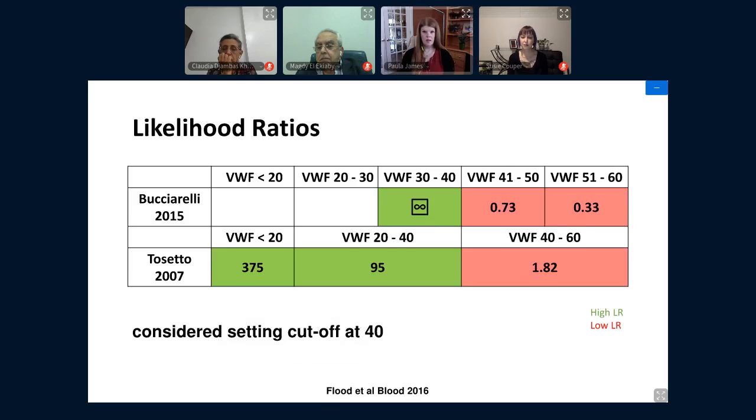We looked at papers that evaluated likelihood ratios, and you can see that a high likelihood ratio of having von Willebrand's disease, which is in the green, was strongest for VWF levels less than 0.40 or 40%. And so the panel very seriously considered setting this type 1 cutoff at 40%, but we didn't do that because of that overarching principle that we wanted to be as inclusive as possible and capture as many patients as possible with a clear diagnostic label so that they had access to the care that they needed.